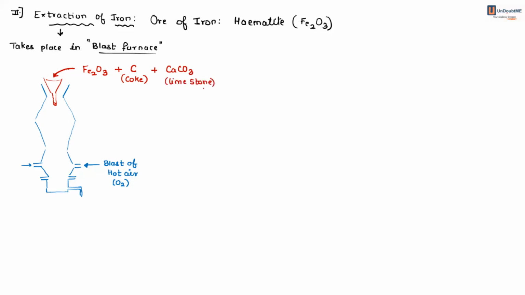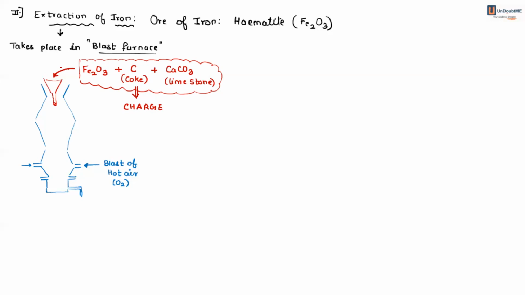So in total, how many raw materials? Three raw materials. Fe2O3, which is your ore, and two additional raw materials: carbon in the form of coke and calcium carbonate, which is your limestone. Together, these three things are called charge, C-H-A-R-G-E. So these three things, when added together, are called charge. All these three things are added into the blast furnace where the reactions take place.